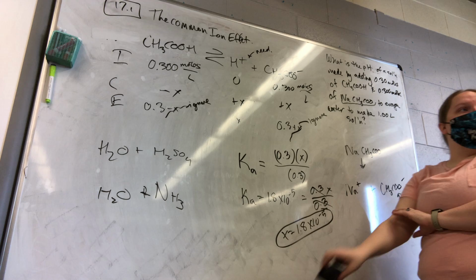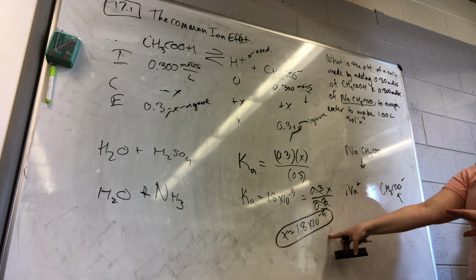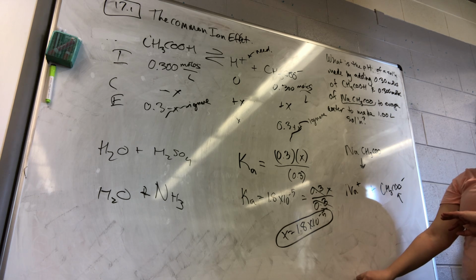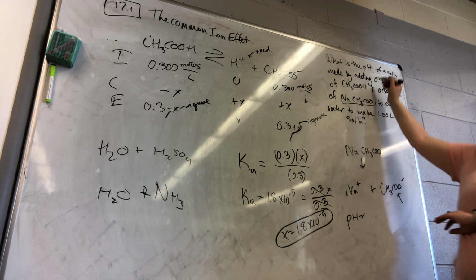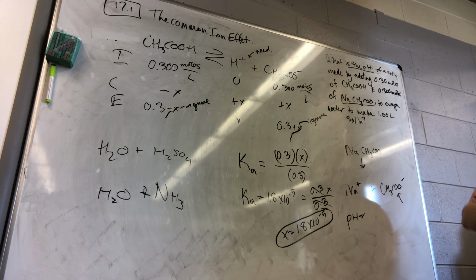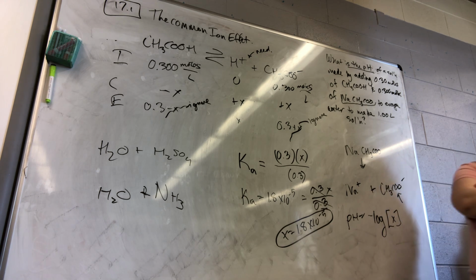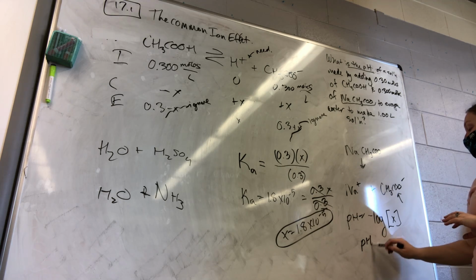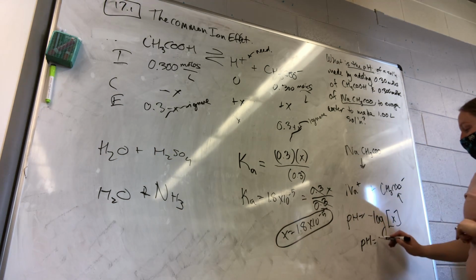All right, moving on. So this is my X value, which is in moles per liter. What do I do with it to get pH? Because my question was, what is the pH? Plug X in for H. We're going to plug X in for pH. And what do we get? A number between 1 and 14. 4.74.